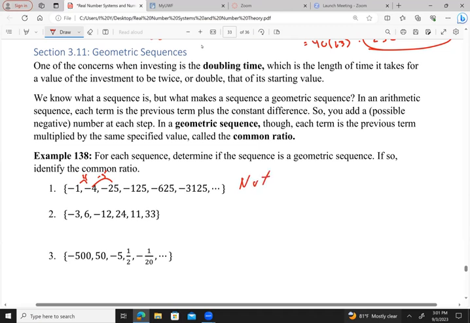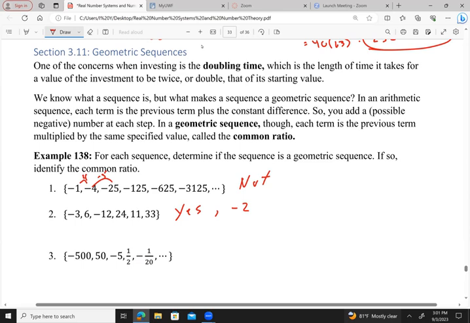Okay, let's see what's happening here. Negative 3 times negative 2 gives me 6. 6 times negative 2 gives me negative 12. Negative 12 times negative 2, and it is negative 2.